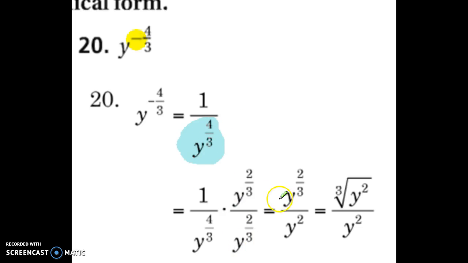If I have 4/3, I want to get this 4/3 to be a whole number. So if I multiply it by 2/3, that would give me 6/3. So that's how I got 2 in the denominator. In my numerator, I have y to the 2/3 power. And since I'm going to write as a radical, my denominator is the index. My power numerator is 2.